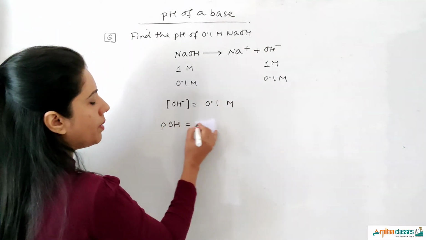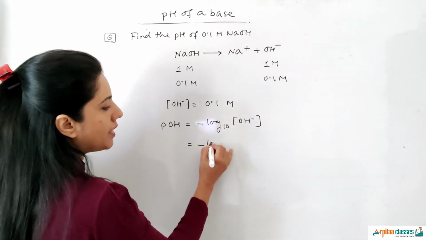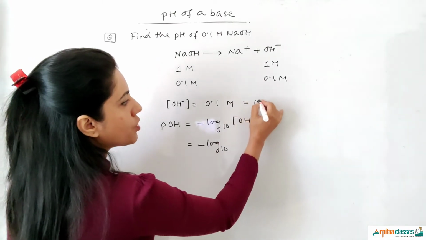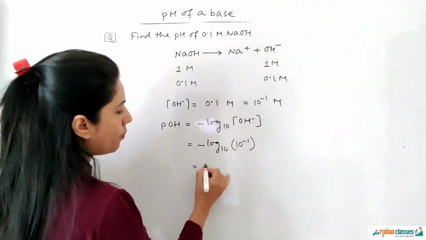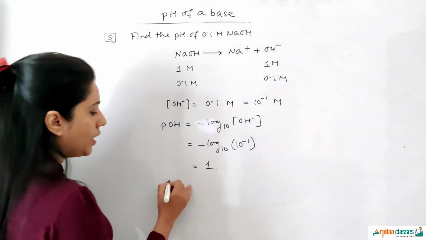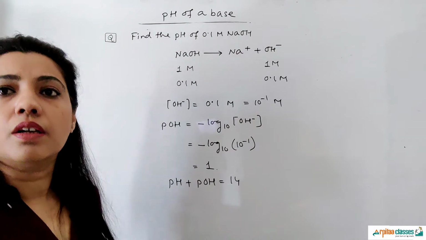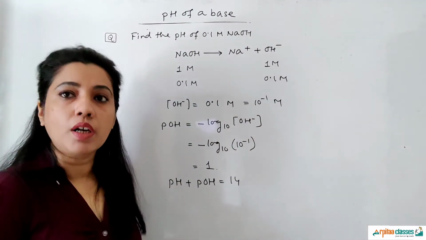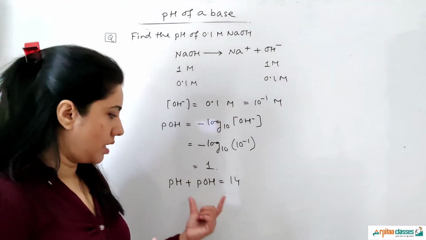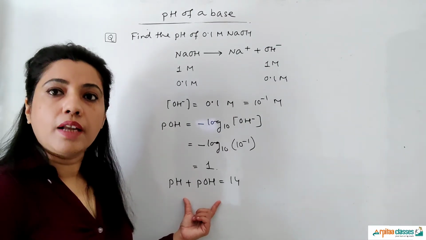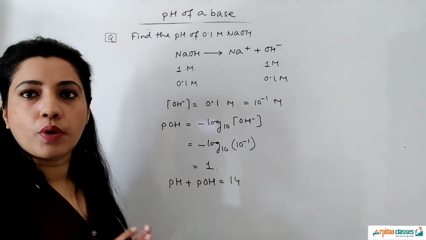So pOH will be minus logarithm of the OH minus concentration, which is minus logarithm of, this is actually 10 raised to power minus 1 molar. You can write it down. So the OH minus concentration is 10 raised to power minus 1 molar. So pOH is equal to 1. We know pH plus pOH is equal to 14. If nothing is given about the temperature, we have to by default consider the temperature is 298, and for 298 Kelvin only this expression is valid. If the temperature is given, then we have to do something else, but normally the temperature is not given and we have to by default consider the temperature is 298 Kelvin.